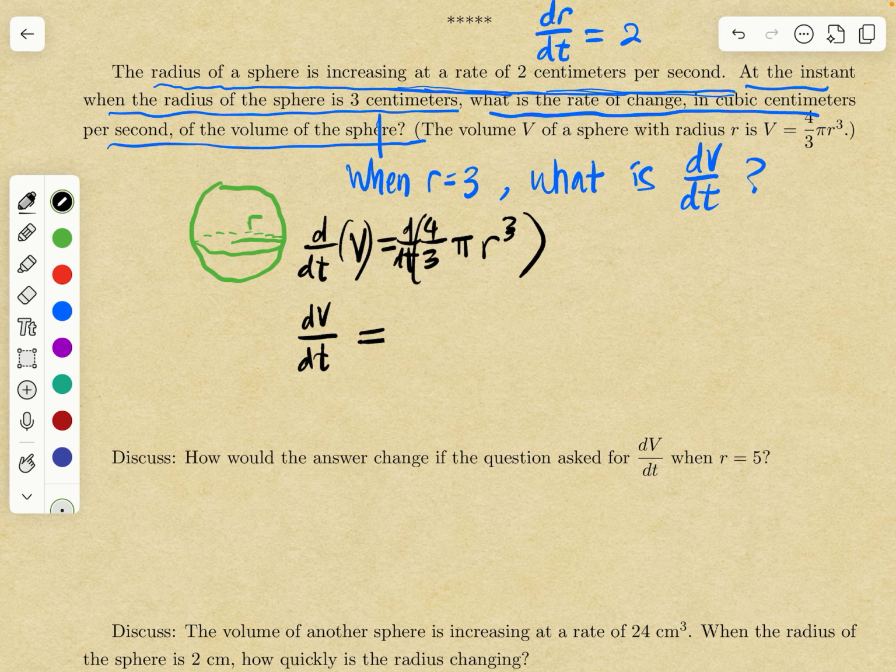Then for the derivative of 4/3 pi r cubed, we have a constant 4/3 pi that we can move out. That's one of our properties of derivatives. This r cubed, let's think about this. This r is really a function of time because the radius is changing over time. So when I write r cubed here, what's really going on in terms of the scenario is that you have an r of t that's cubed.